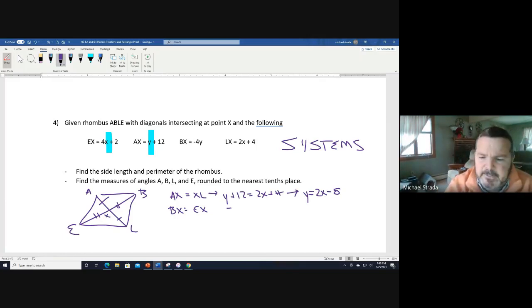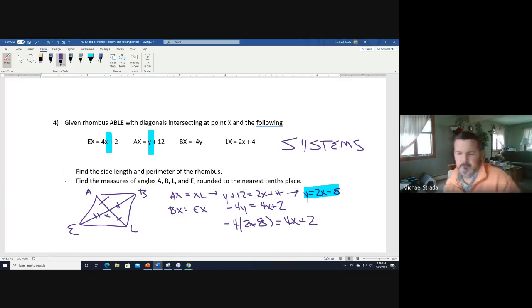All right, BX is negative 4y, and EX is 4x plus 2. Everybody good? Okay. So I can take that equation for y and substitute for y in the other one. That's what substitution is all about. So now I'm going to have negative 4 times 2x minus 8 equals 4x plus 2. I'm going to distribute: negative 8x plus 32 equals 4x plus 2.